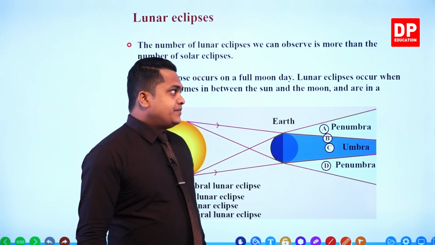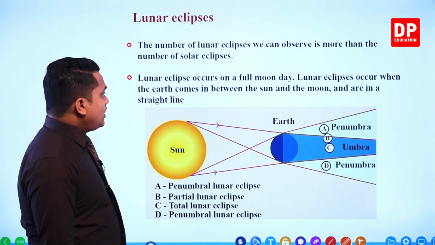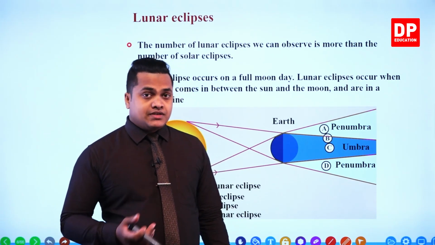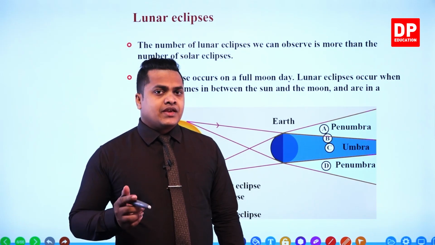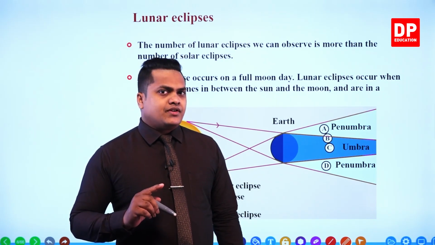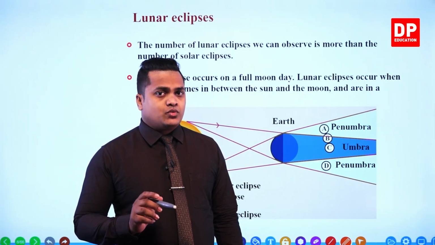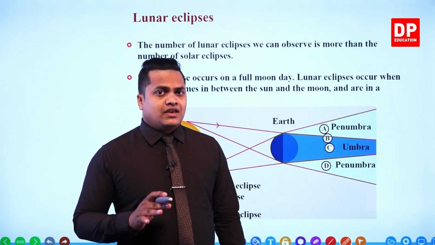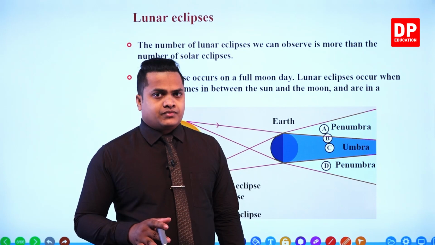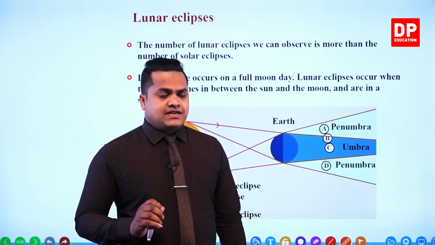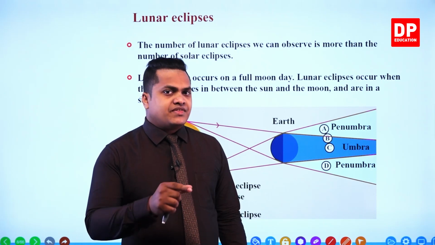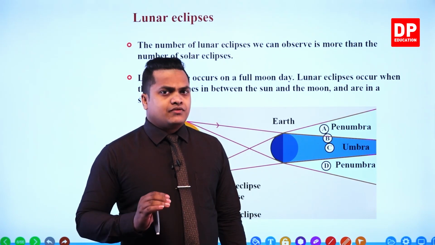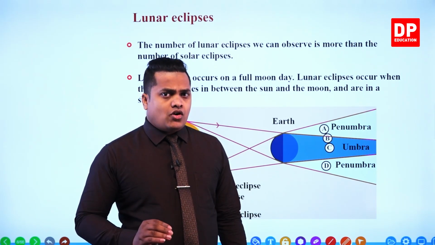Right. Then the next point: lunar eclipses occur on a full moon day. Now, at the very beginning of the earlier chapter, when we were discussing solar eclipses, we first introduced the two types of eclipses that we can observe. The first is the solar eclipse and the second is the lunar eclipse. And I told you that a lunar eclipse occurs because of the shadow of the earth falling on the moon.